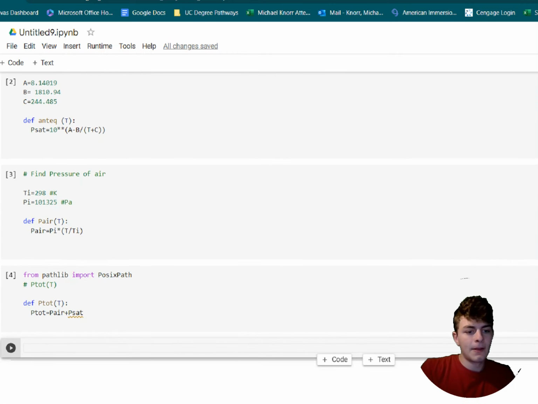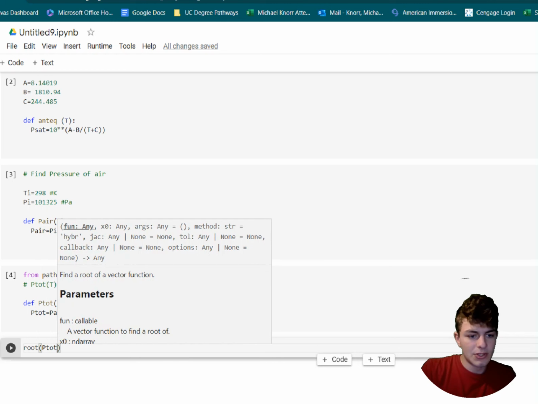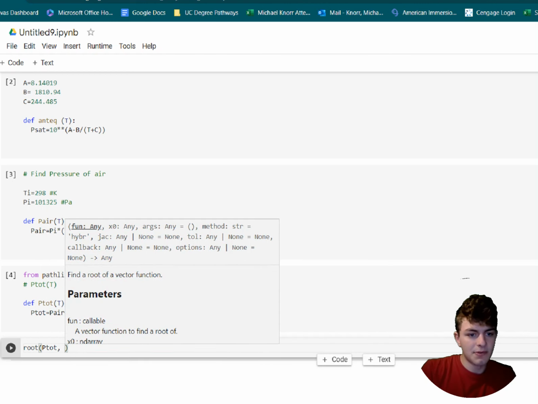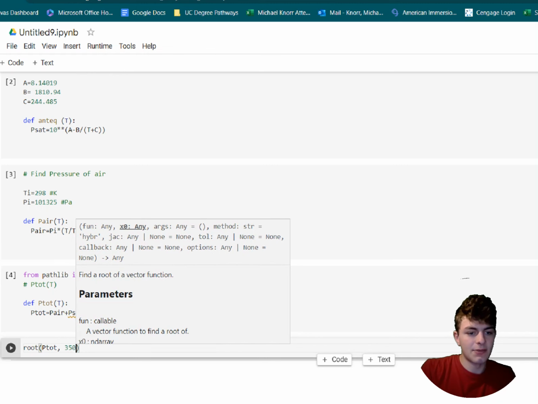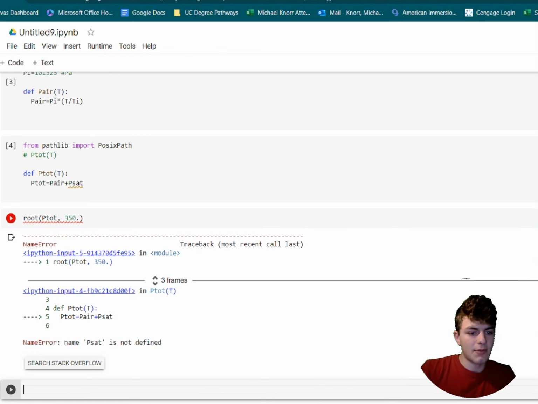Okay, now that we've defined our function here, the last thing we are going to have to do is just go ahead and find the root. So we'll say root of P total, and then we just need to provide some sort of initial guess here. So for my initial guess, I'll go ahead and say 350 as just a guess, and then that will go ahead and solve it.